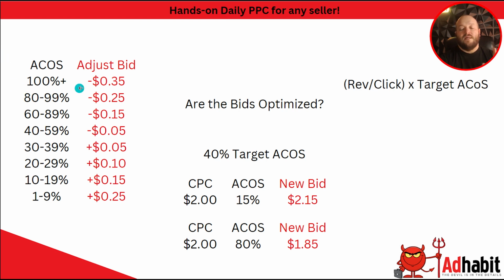If you're using bulk sheets, you could use something like this, right? This is just going to give you the breakdown of what it looks like. If we're going to use this bid adjustment on the left, if you have a target ACoS of 40%, your ACoS is 15, your cost per click is $2, your new bid should go up to 2.15, according to this chart here. If you have an ACoS of 80%, cost per click of $2, then you need to drop your bid below that cost per click if you want the ACoS to start to go down. All right, it's just a simple, quick page for reference on how to properly optimize a bid.